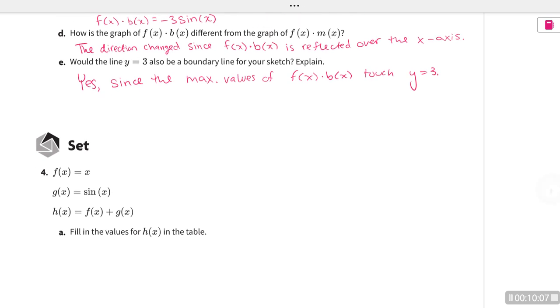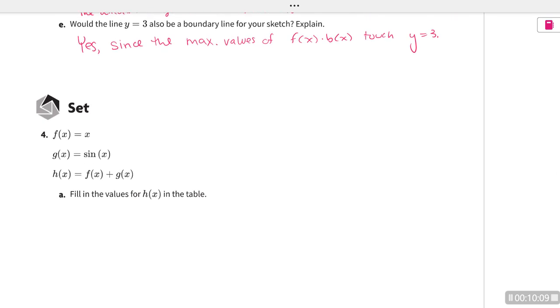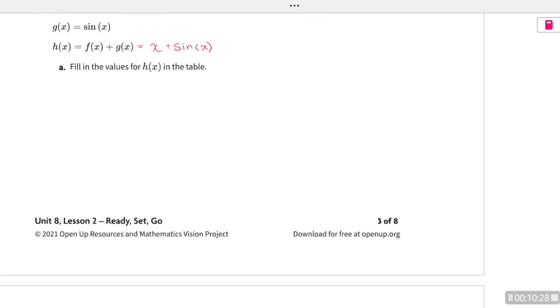Okay, let's go down to problem 4. So problem 4 tells us that f of x is equal to x, g of x is equal to sine of x, and then h of x is going to be the addition of those two, f of x plus g of x, or if you want to write it as x plus sine of x, you can. So that's what h of x is going to be. And it says fill in the values for h of x in the table.